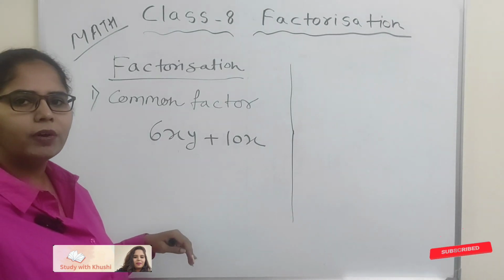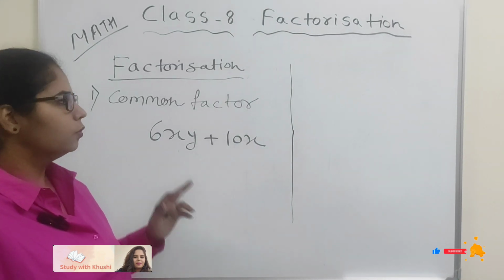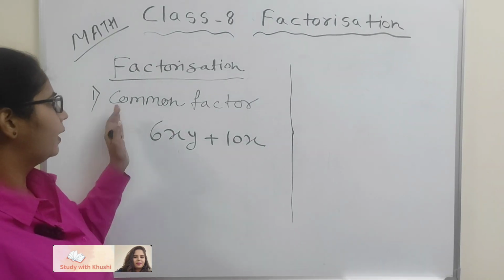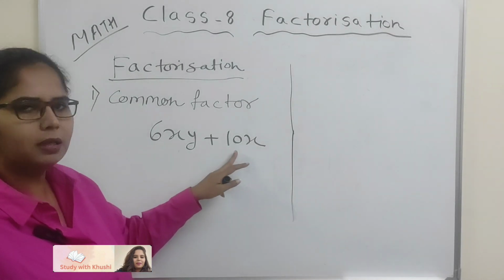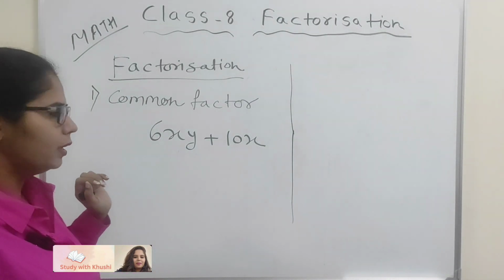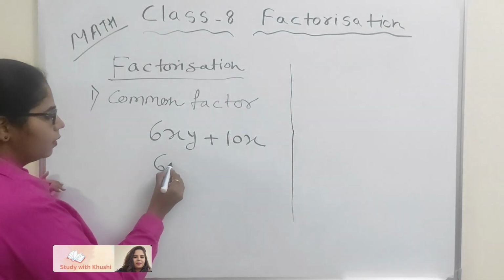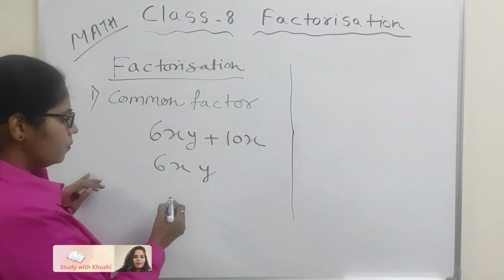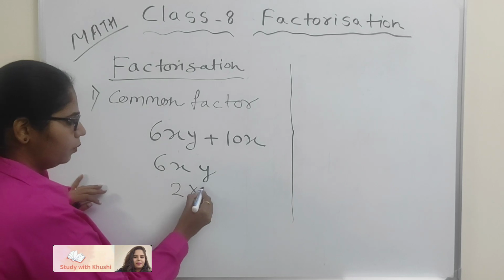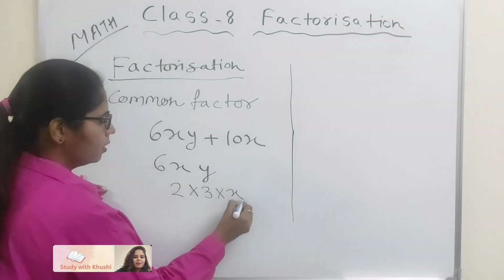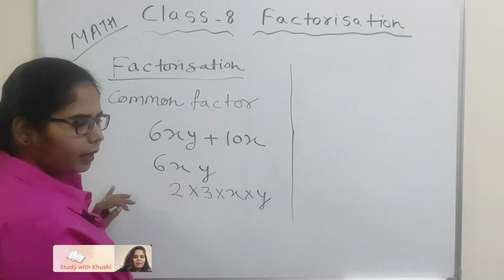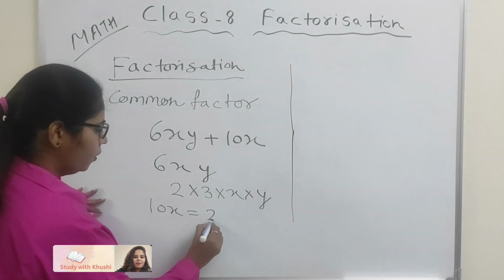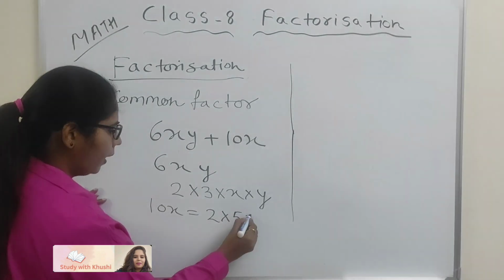So for finding the factorization, we have different methods. The first method is common factor. Suppose I have to find the factorization of 6xy plus 10x. So how will we solve this? First, 6xy. Okay, so in which table does 6 come? 2 into 3 into x into y, right? And for 10x, how can I write it? 2 into 5 into x.